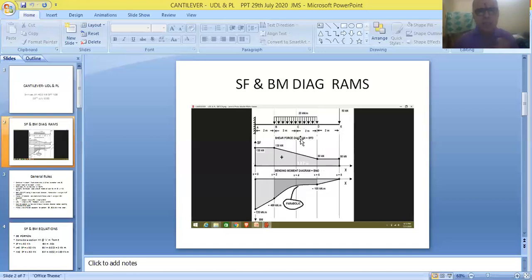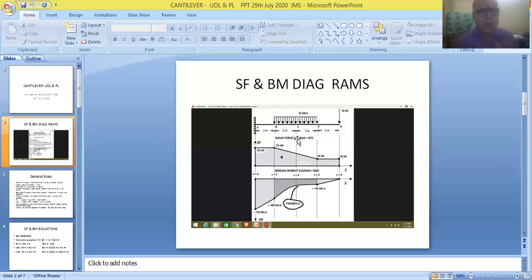BD is the middle portion, so the UDL is acting in the middle portion of the beam. BD is given as 4 meters. So AB is 2 meters, DE is again 2 meters, and BD is 4 meters. Totally, the length of the beam comes to 8 meters.